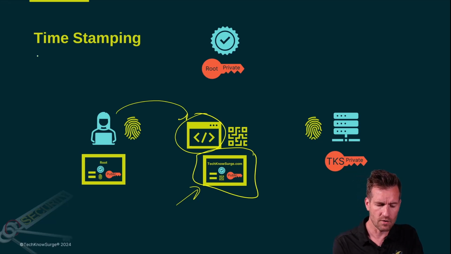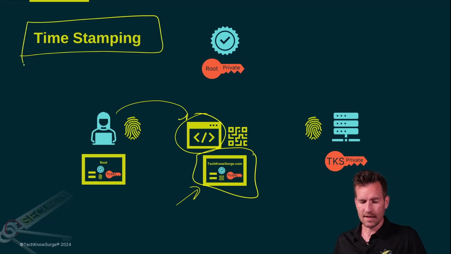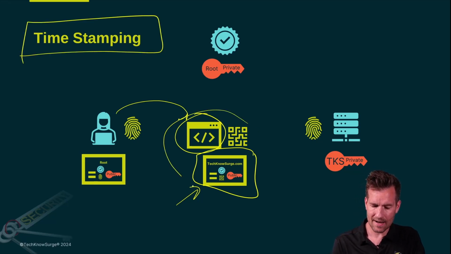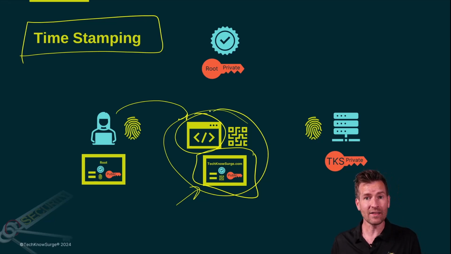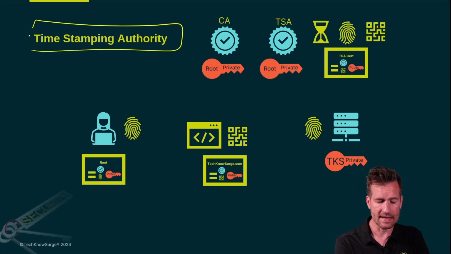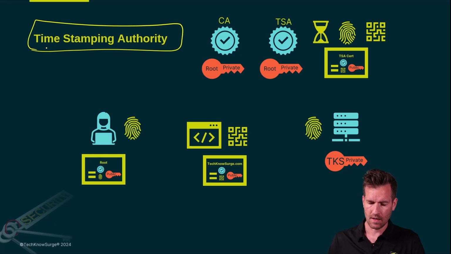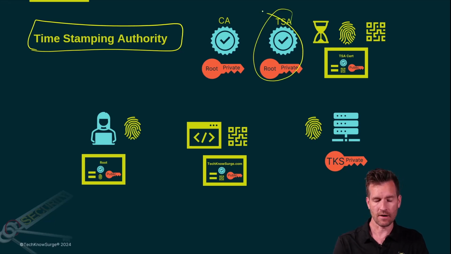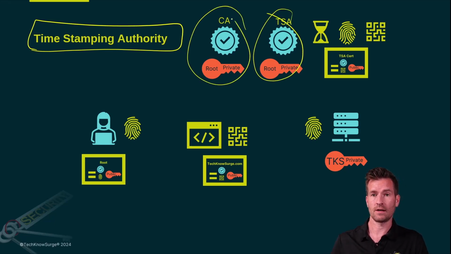Then what we're going to have to do is something called timestamping. Timestamping allows us to timestamp this and say, well, it was valid when it was created, and so therefore it's still acceptable even into the future. In order to timestamp something, we would then need a timestamping authority. So here's our timestamping authority, very similar to our certificate authority right here.